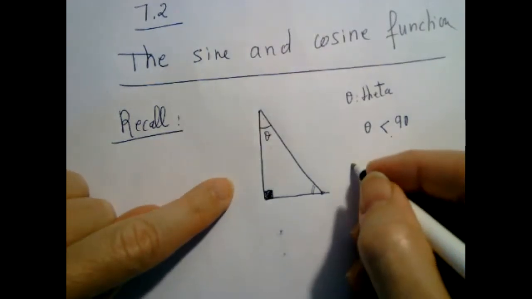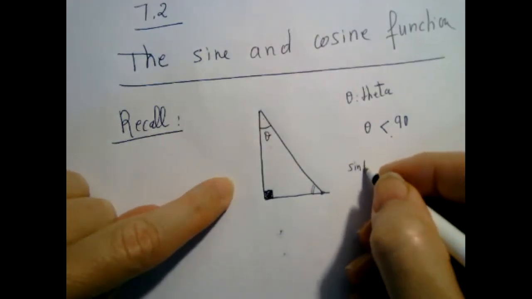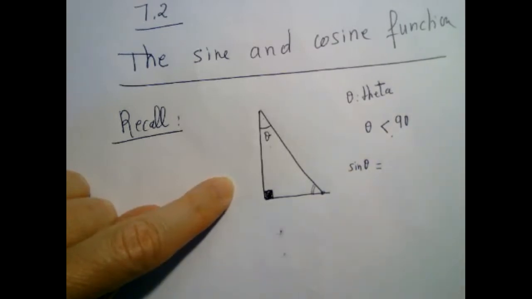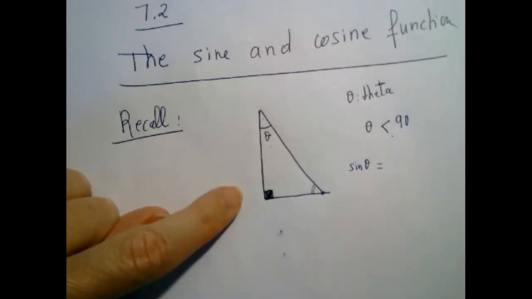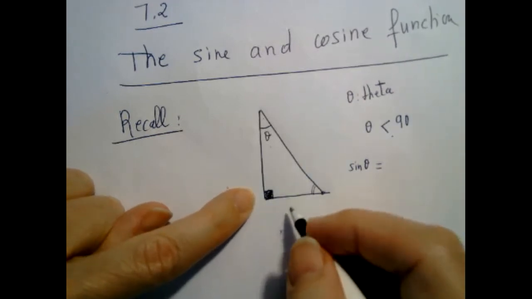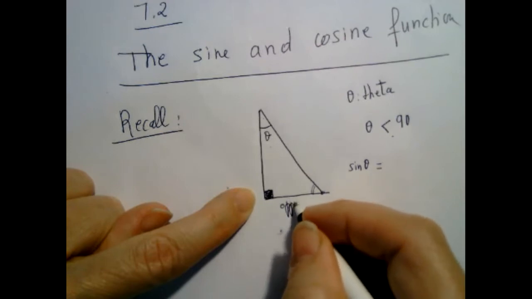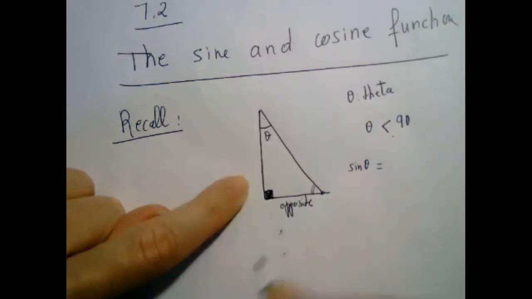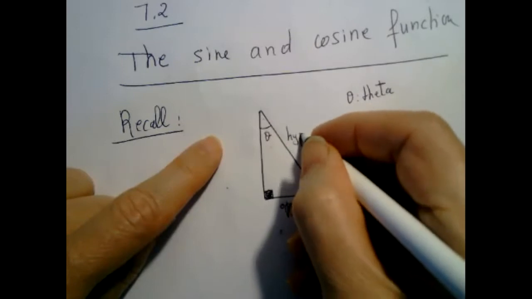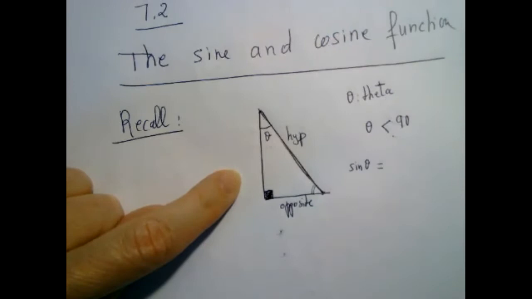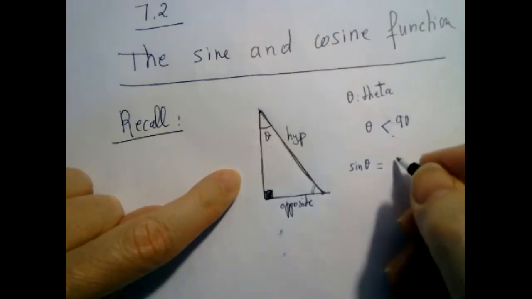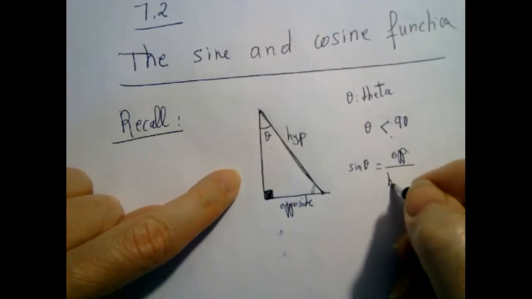Now, if you remember your high school, what was your definition of the sine? I don't care about the cosine. Does anybody remember? I know we're going to review all of it, but I want to bring you back to what I think you know. The sine is always defined as the opposite side divided by what we call the hypotenuse, which is this side. Anybody remember this definition? Okay, so that's the opposite over the hypotenuse.